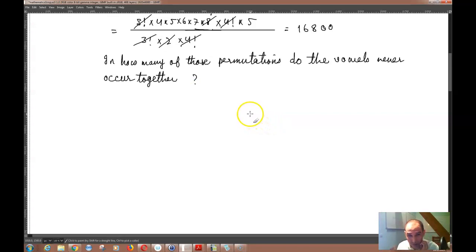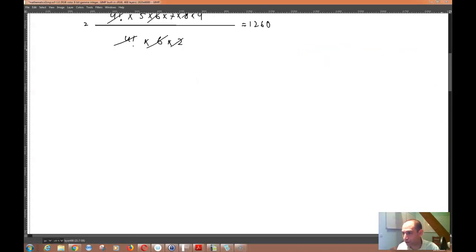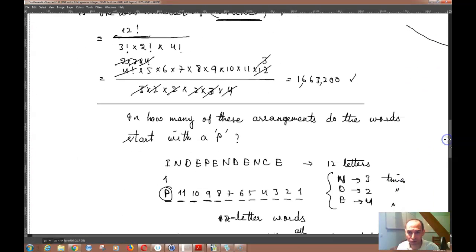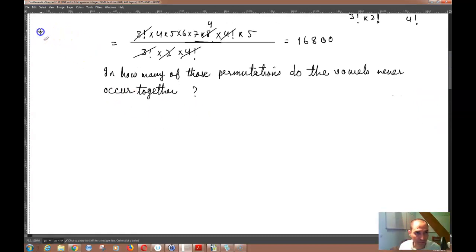Okay, so to answer this question, you need to calculate. You want to know in how many of those permutations that we calculated, being the total number of permutations, which was 1,663,200 permutations. That was the total number of permutations of the word, after we took out all of the repetitions and everything. So now we want to know in how many of those permutations the vowels never occur together. So you need to know in how many of those permutations the vowels do occur together, and then subtract that from this permutation to get this one, right?